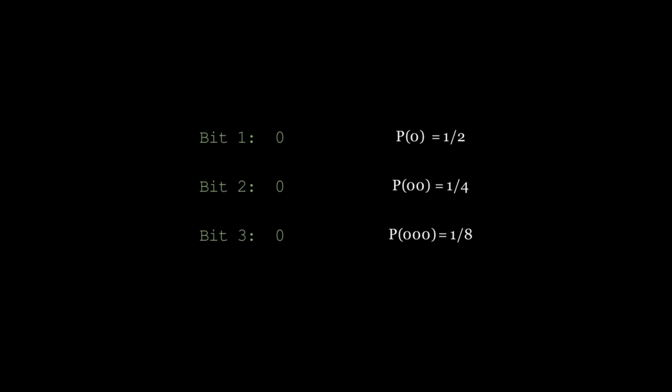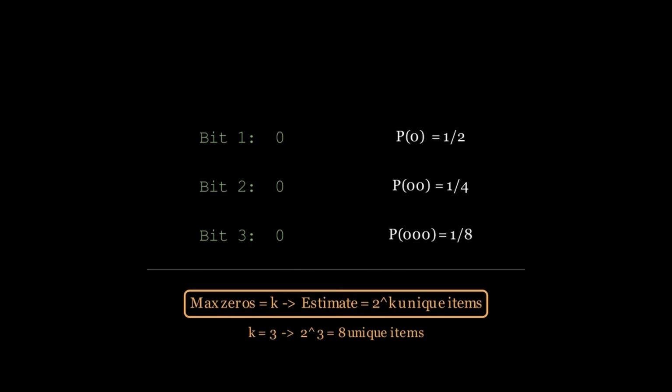If the longest run of leading zeros you've seen is k, that's a statistical signal that you've processed roughly 2 to the k unique items, because more unique inputs means more chances for a rare long run of zeros to show up. HyperLogLog keeps one register storing the maximum leading zeros seen so far. As each new input gets hashed, you count the leading zeros and update the register only if it beats the current record. But a single register is way too noisy, because one unlucky hash early on throws your estimate way off, with around 30% variance, which is unusable in production.